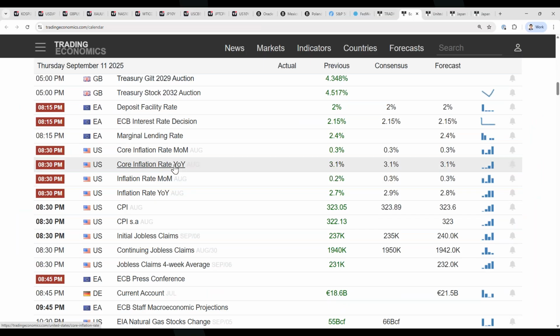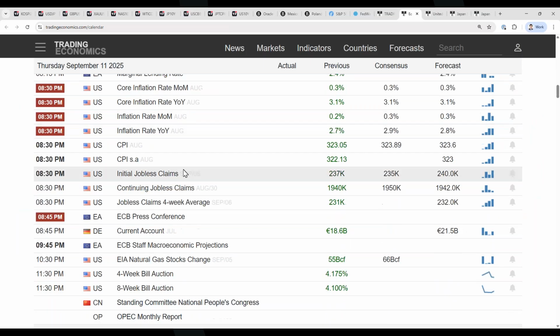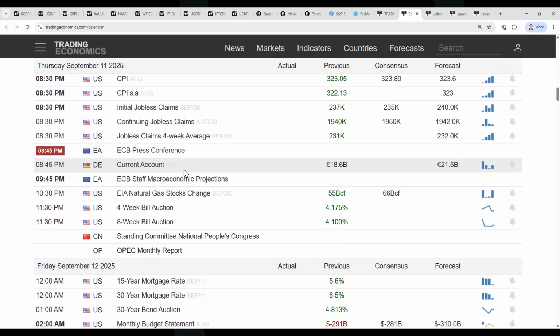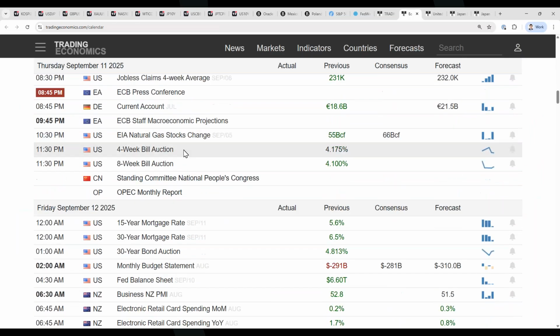So things to look out for today between 8:15 p.m. to 8:45 p.m., where we have the ECB interest rate decision, the ECB press conference, and the core inflation rate of the US, releasing at this same particular time zone this evening, Singapore time. Thereafter will be a quiet US session, with no other key data to come out.